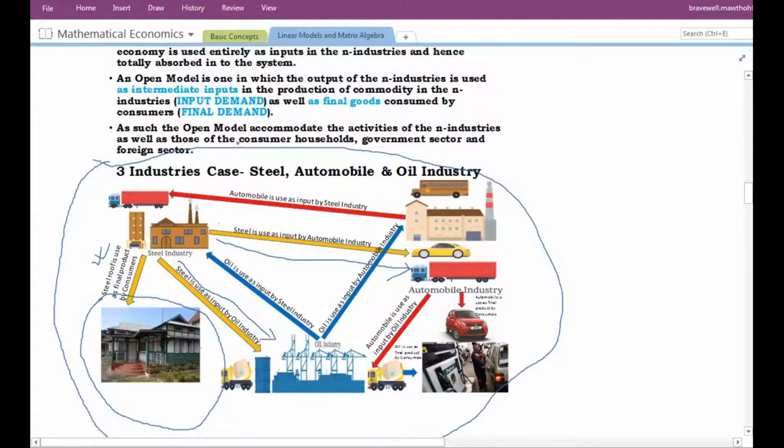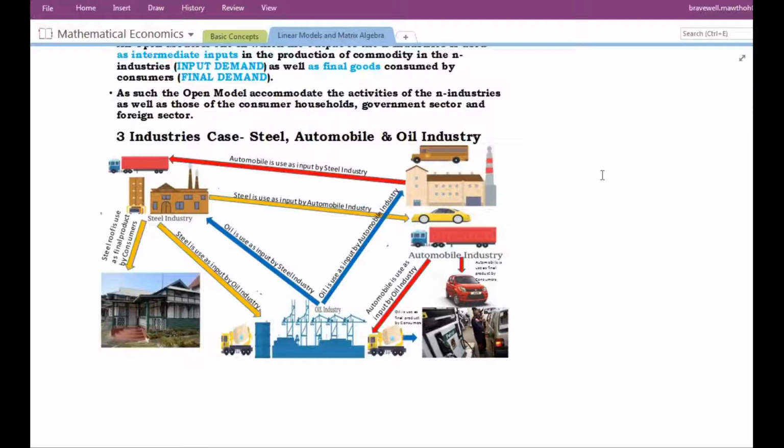If we consider the automobile industry, part of the output produced by the automobile industry is used as intermediate inputs by the oil industry as well as the steel industry. It is also being demanded as a final good by consumers. In the same manner, part of the output produced by the oil industry is used as intermediate inputs by the steel industry and automobile industry. It is also being demanded as a final good by consumers.